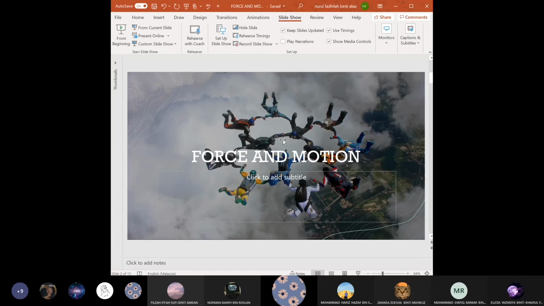So this is force. Today we are going to learn about forces and motion. Okay. Now, look at the diagram. So what are they doing? Skydiving. Okay, what do you know about skydiving?